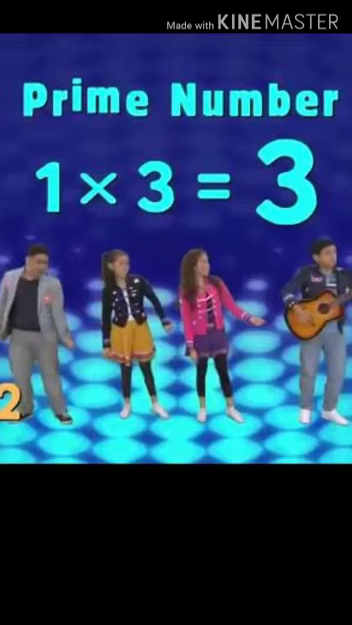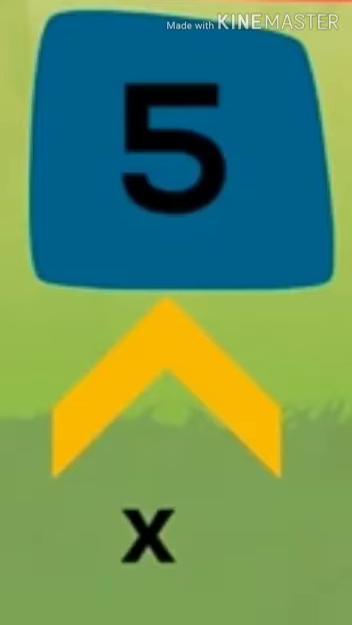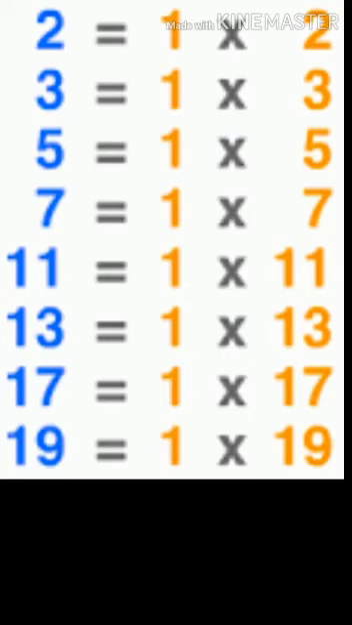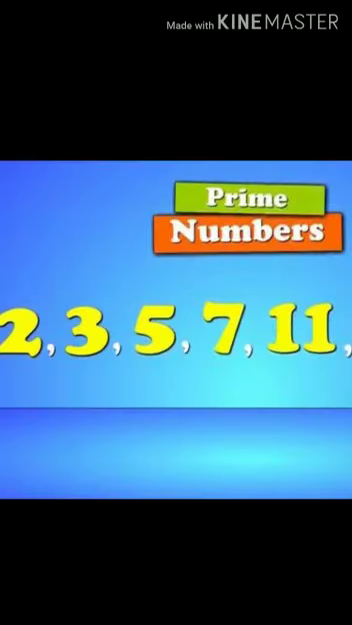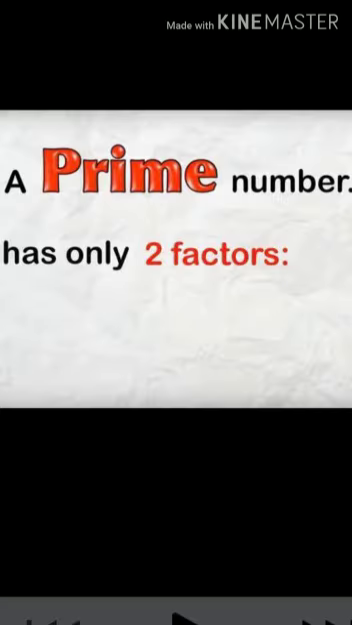Next, number 3. How many factors does it have? 1 3 is 3. So it has totally 2 factors. Next, number 5. How many factors does it have? It has also 2 factors. And also the numbers 2, 3, 5, 7, 11, 13 have only 2 factors alone. These numbers are called as prime numbers.